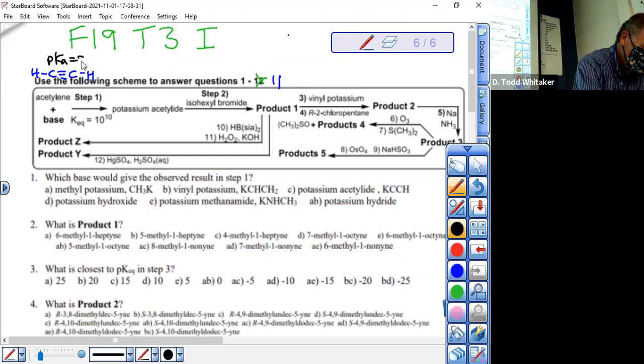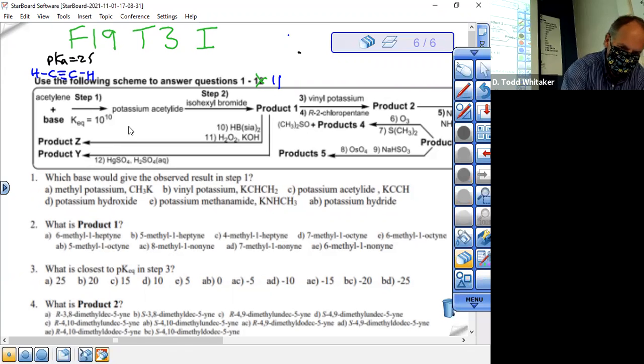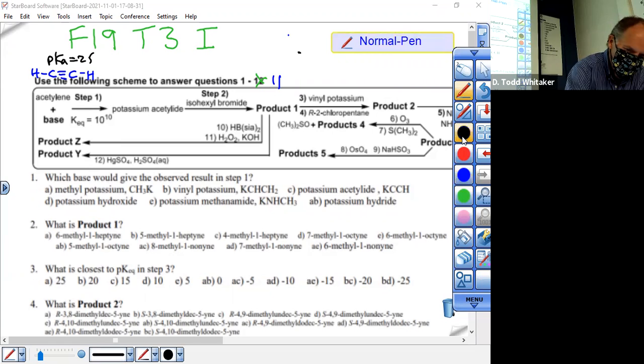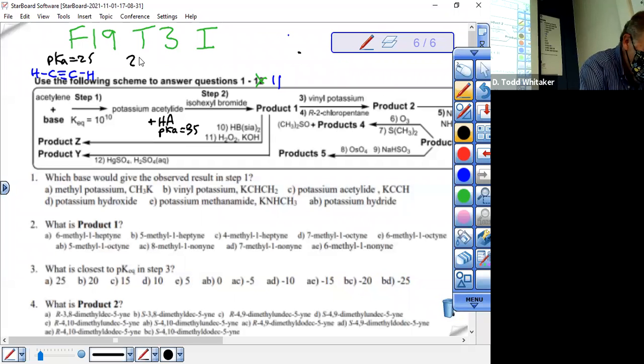And whatever HA is, I don't know why it's not writing for me. I'm writing on that spot and it's a dead spot. Hopefully just screen needs cleaning or something. We're going to make an acid here, HA, with a pKa of 35. How do I know that? 25 minus 35 equals minus 10. KEQ equals 10 to the 10. It's the only thing that'll fit.